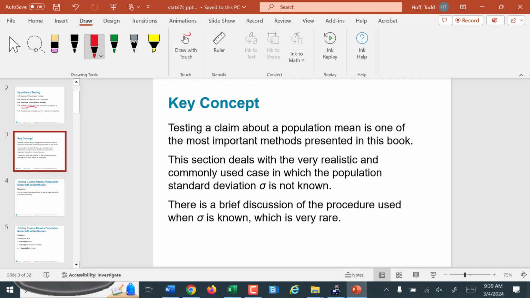So our key concept here is we're going to test a claim about a population mean. And it's one of the most important, most commonly used methods that's presented in this course. It deals with a very realistic sense of testing what a population mean is, or a claim about a mean. And we're going to stress the situation where the population standard deviation is not known, because that's the most common. If we don't know the population mean, chances are we do not know the population standard deviation. We will take a quick look at the end of this presentation of what changes if we do know the population standard deviation.